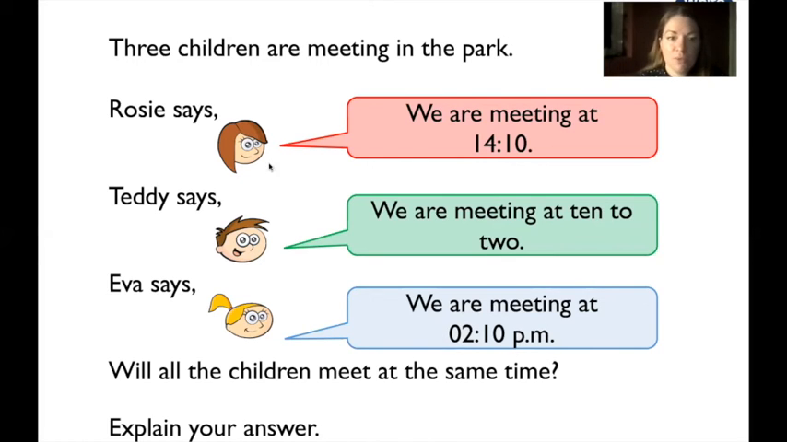Convert them, because as soon as you convert them, you'll be able to answer this question. Will all the children meet at the same time? Explain your answer. Well, if you've got your three different times in the same unit there, you'll be able to explain your answer.